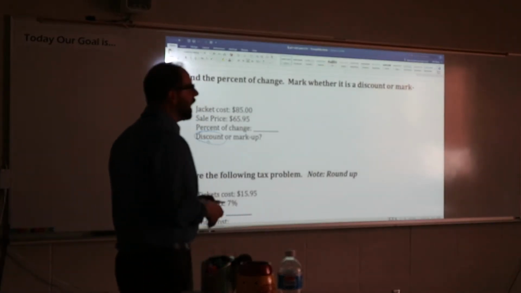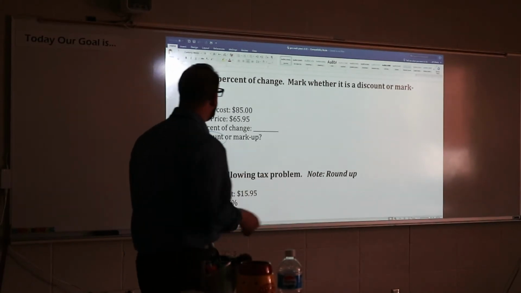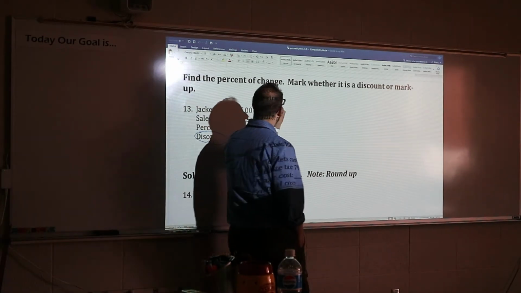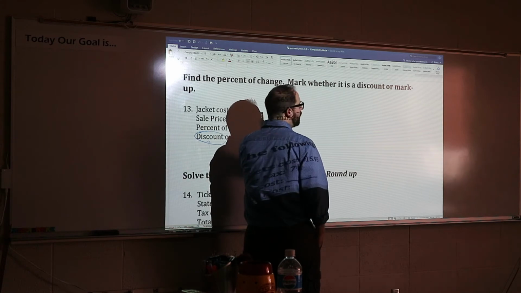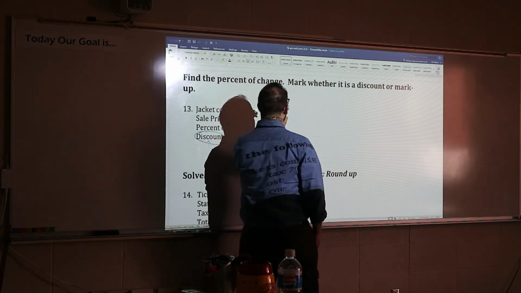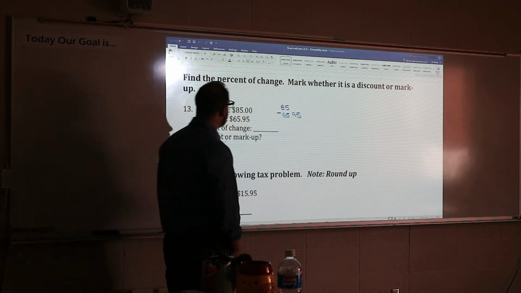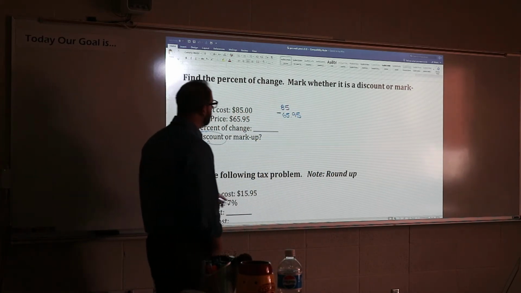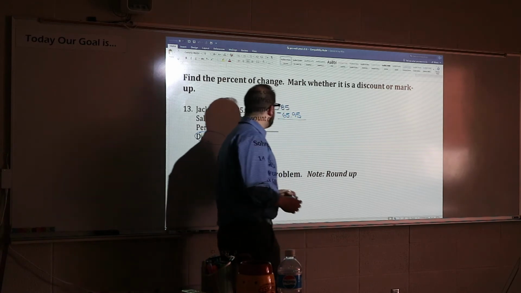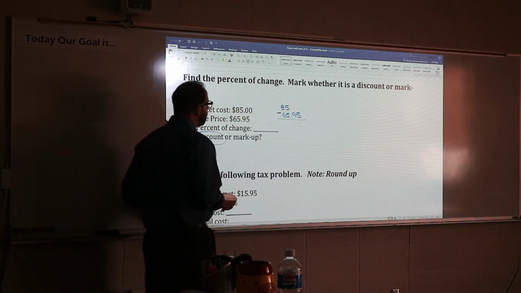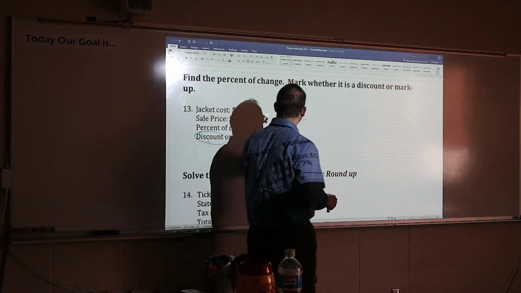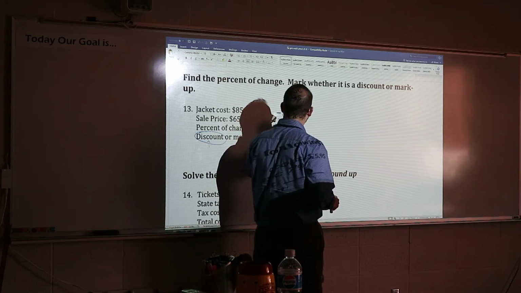What you have to do is figure out how much did they discount. So right now, take the $85, that's what you started with, and subtract the $65.95, the sale price. Subtract them on a calculator. Tell me what you're saving there. $19.05. You're saving that amount of money.